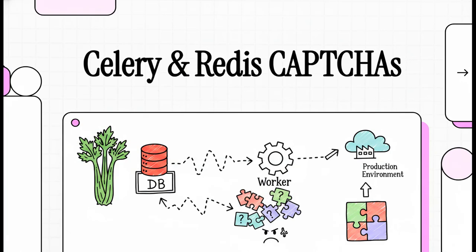If you've ever built a CAPTCHA solver using Celery and Redis, you know it usually starts out looking deceptively simple. You write a quick local script, and boom, it works perfectly. But taking that pristine code and throwing it into an unattended production environment, yeah, that is a completely different beast.